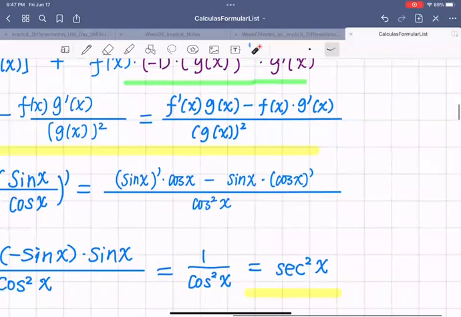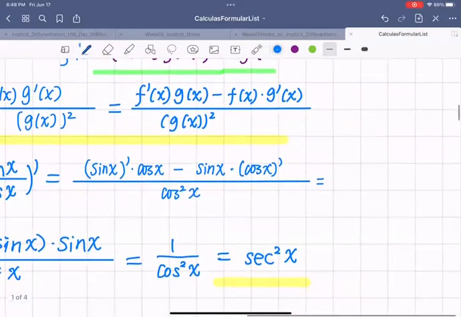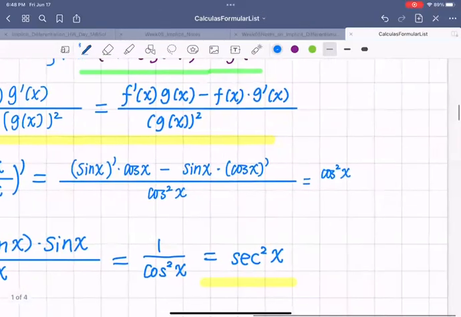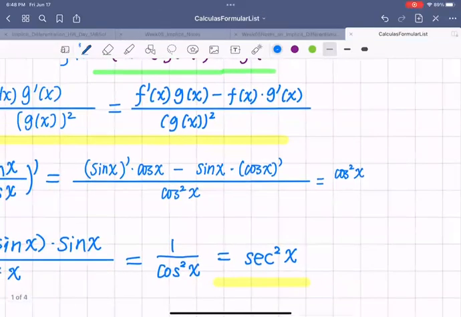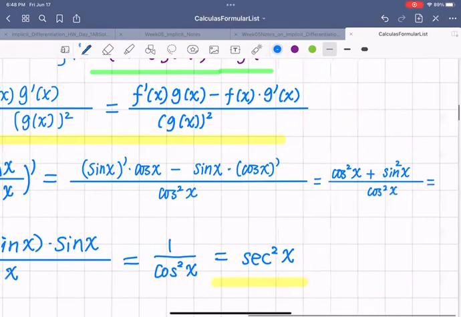Keep going. The derivative of sine x is cosine x, so it's going to be cosine squared x. And then the derivative of cosine x is negative sine x, so it's going to be plus sine squared x, all over cosine squared x. And so you can split it up.